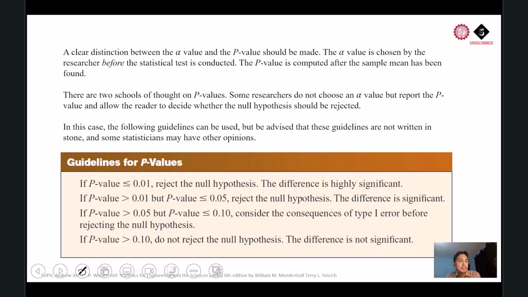Okay, so let's read the guidelines. First, if the p-value is less than or equal to 0.01, reject the null hypothesis. The difference is highly significant. If the p-value is greater than 0.01 but less than 0.05, reject the null hypothesis. The difference is significant but not highly significant. If the value falls within 0.05 and 0.1, consider the consequences of type 1 error before rejecting the null hypothesis. And if the value is greater than 10%, do not reject the null hypothesis. The difference is not significant and may be due to chance.